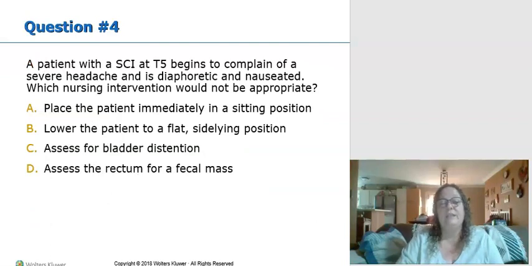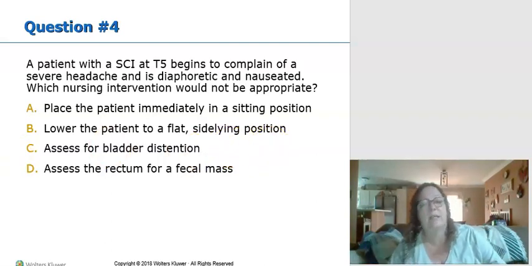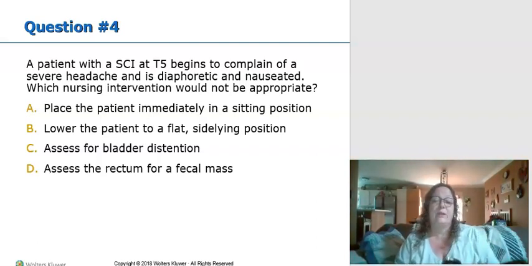So a patient with a spinal cord injury at T5 begins to complain of severe headache and is diaphoretic and nauseated. Which nursing intervention would not be appropriate? Place the patient immediately in the sitting position, lower the patient to a flat side-lying position, assess for bladder distension, or assess the rectum for fecal mass. So which of those? What's your answer?